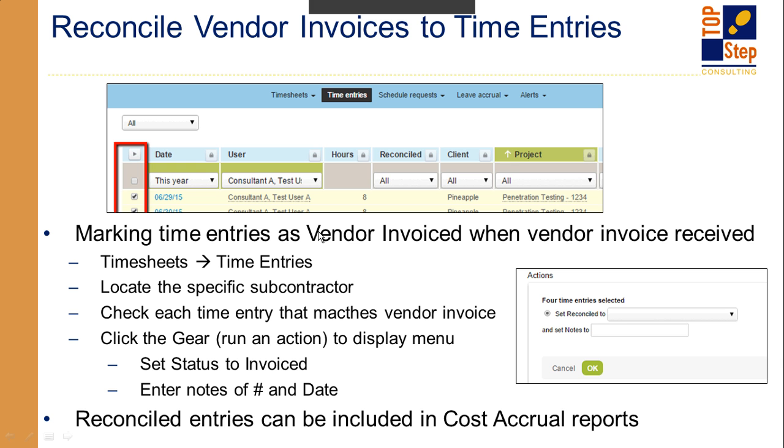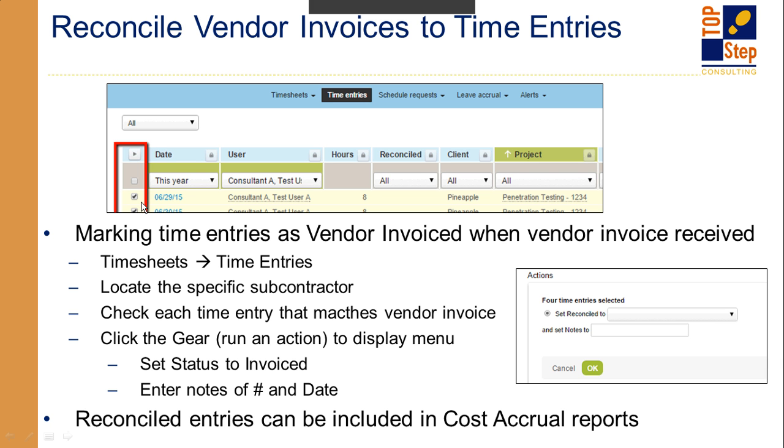You locate your specific subcontractor if you're using the time entries method. You can find this here in the user. It says Consultant A, Test User A. And then for every time entry that's on your vendor invoice, you check the little box here next to the entry.